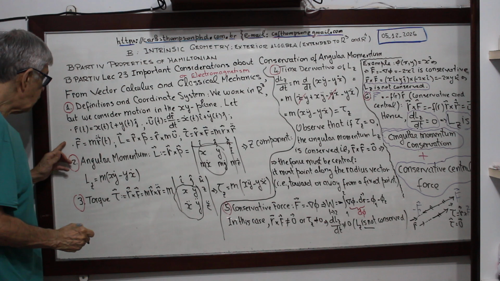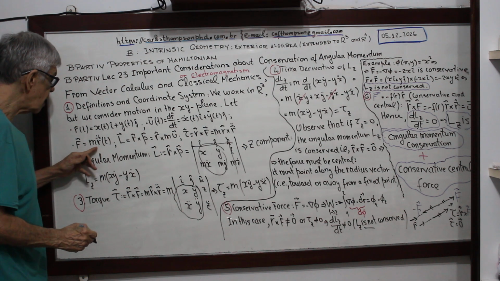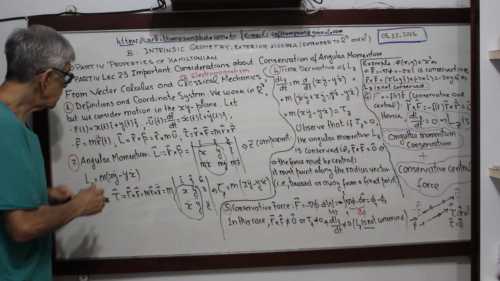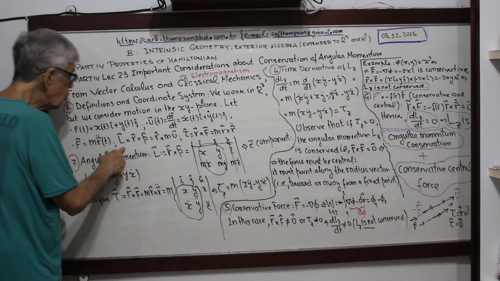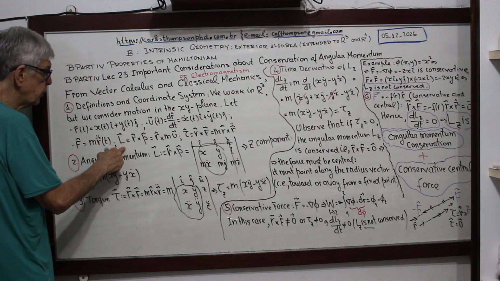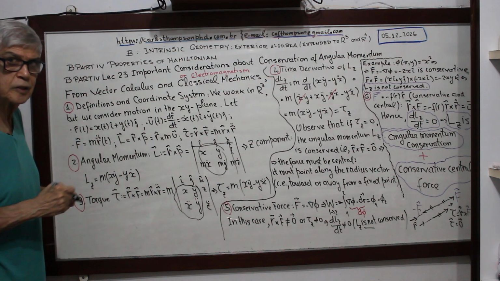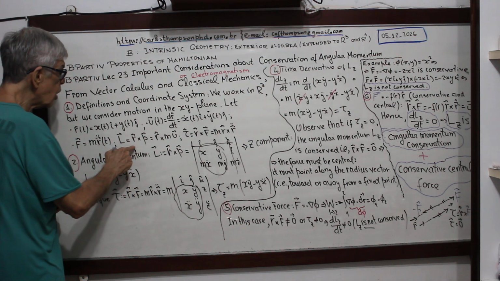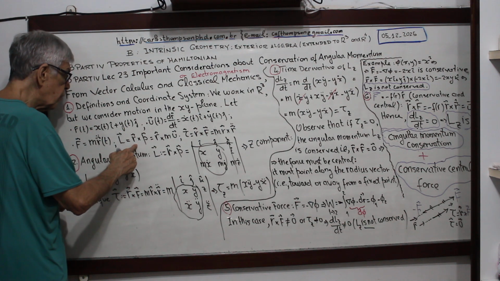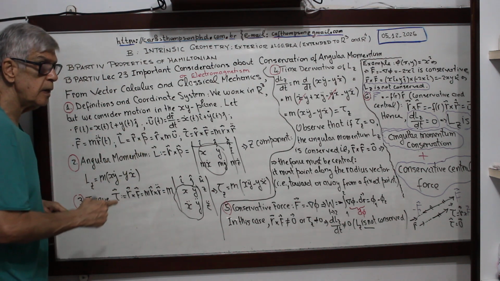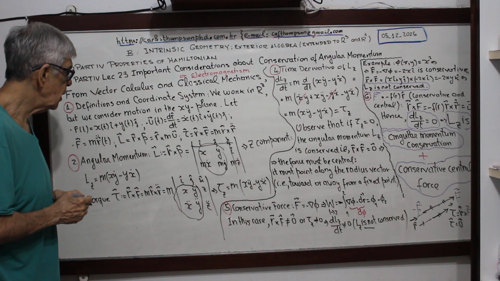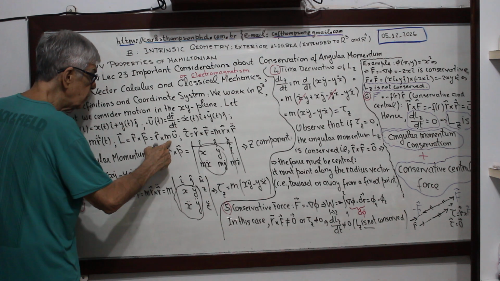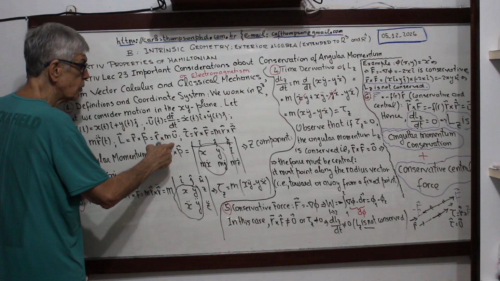And now the force F is mass times the acceleration. This is Newton's second law. Then the angular momentum is defined by L. Don't confuse this L over here with the Lagrangian, okay? That has nothing to do with the Lagrangian. So this is a cross product between the position vector and P. P is momentum, which is mv, where m is the mass of the particle.